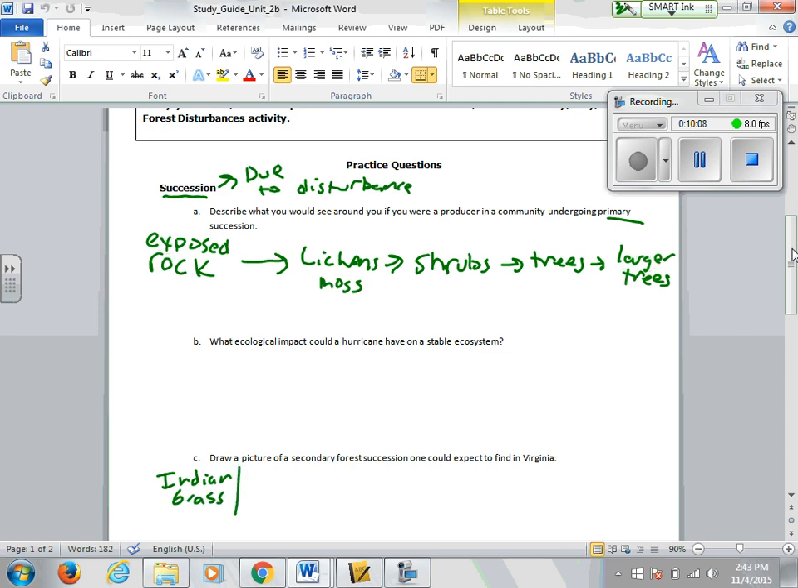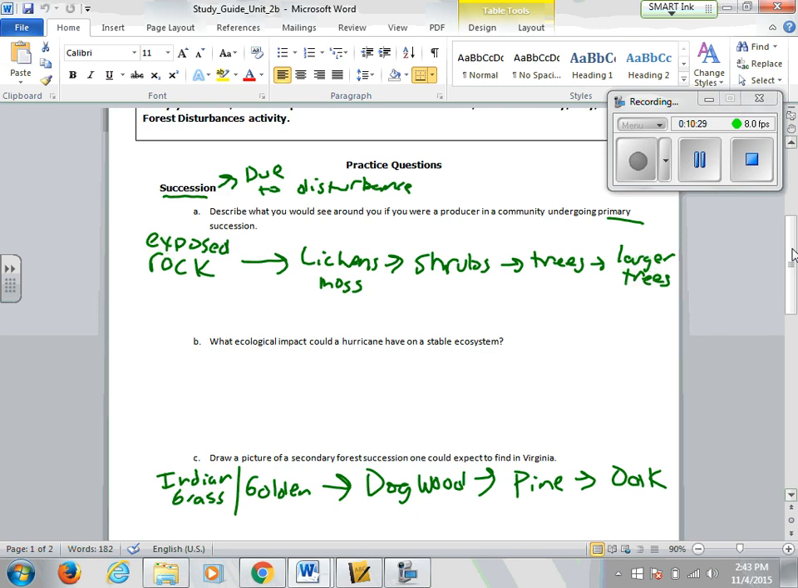We used Indian grass and we used goldenrod. Those are kind of like, sometimes people call them weeds, but they're actually really pretty. Those are like the pioneer species, and those lead to something like dogwood, which is considered a tree, even though it's a shrub. Dogwoods get replaced by pine trees, which get replaced by oak trees. Eventually we have mature oak trees.